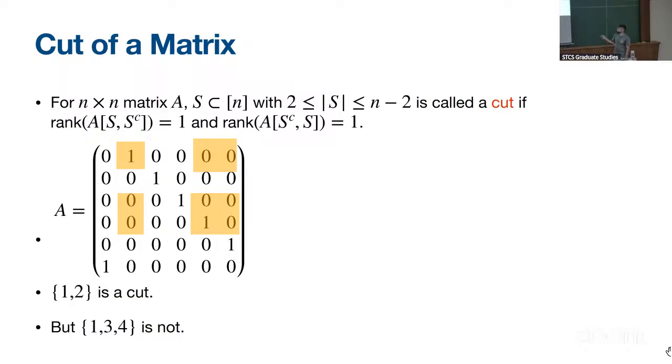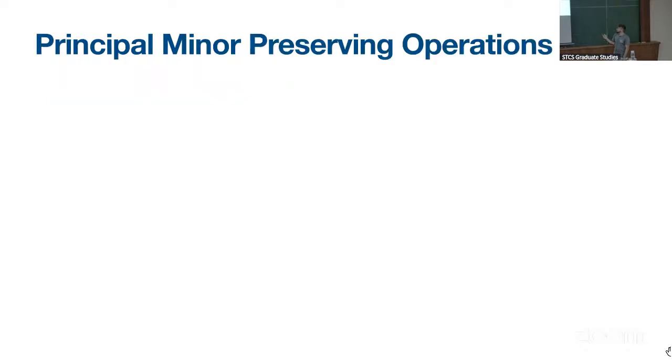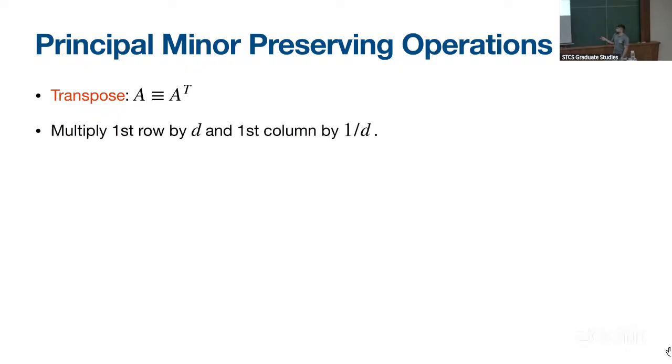Now I will define some matrix operations that preserve principal minors. One trivial operation is just taking the transpose of this matrix. Another, not so trivial, operation is that we multiply the first row by some non-zero scalar and simultaneously divide the first column by it. Why is this true? Because the principal submatrices which do not contain the first row and column remain exactly the same, so the principal minors will also be the same.